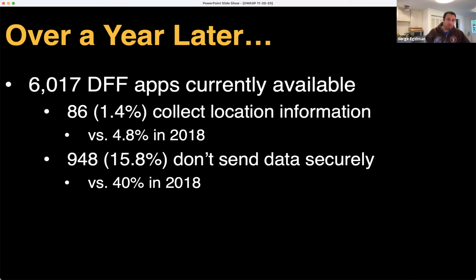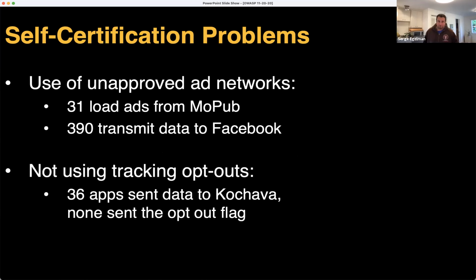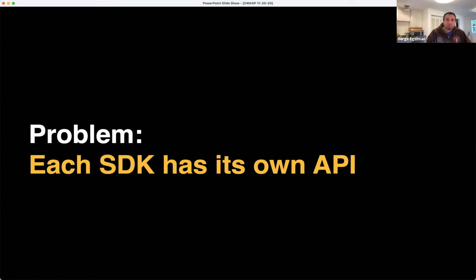So in terms of outright collection of prohibited data, that's decreased to about a third of what we first saw. And similarly with insecure transmissions, but problems still remain. We still see a lot of use of the unapproved ad networks and not correctly configuring them to disable tracking correctly. That's because no one's really looking for this stuff, because that requires in many cases deep packet inspection. And part of the problem is that each SDK simply has its own API.